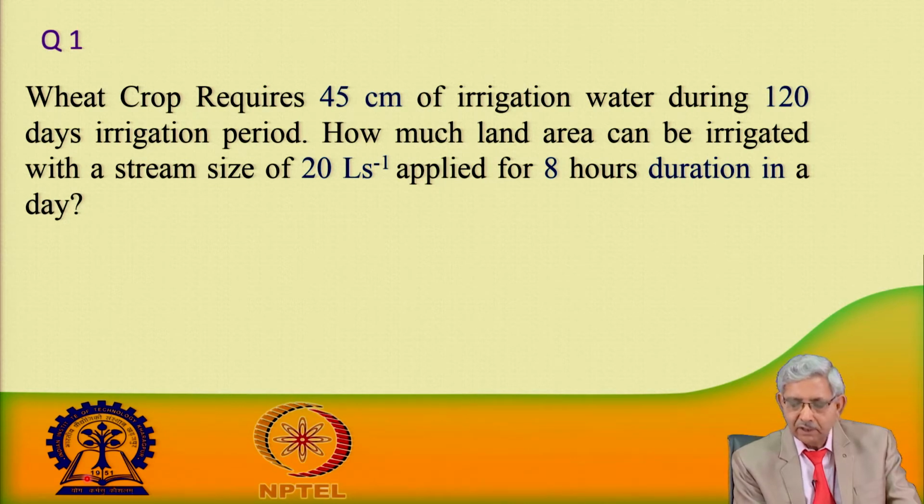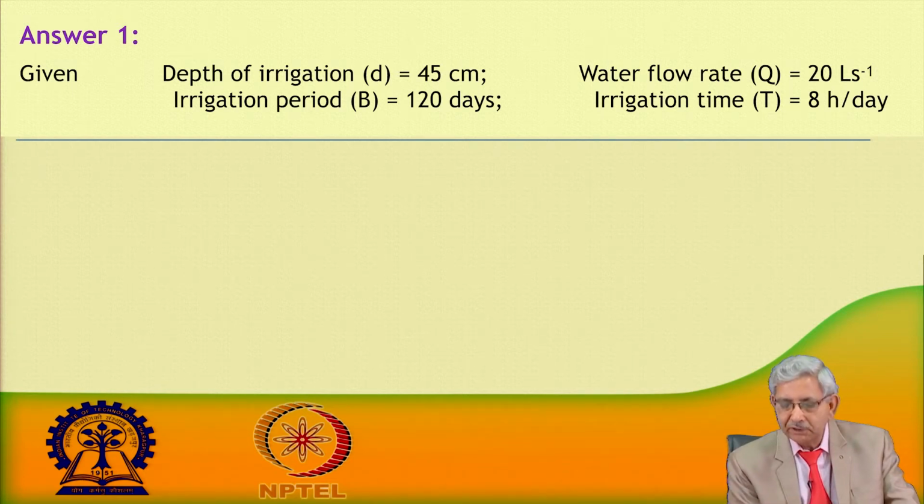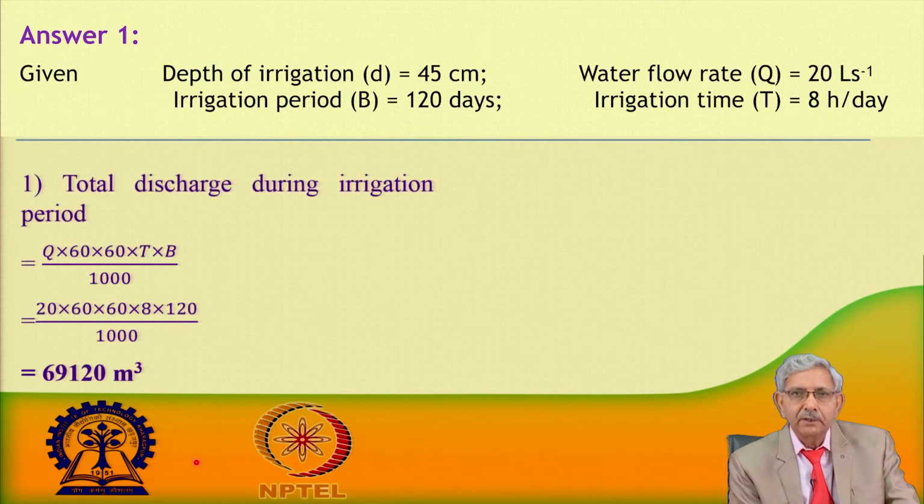How much land area can be irrigated with a stream size of 20 liter per second when it is applied for 8 hours duration in a day? So, we are given depth of irrigation as 45 centimeter, the base period, that is irrigation period, is 120 days, the water flow rate in the stream is 20 liter per second, and irrigation time is 8 hours per day.